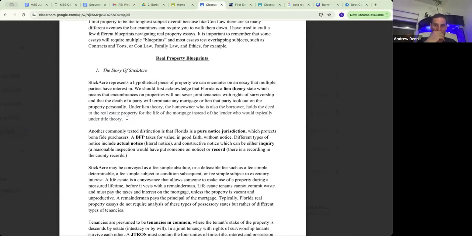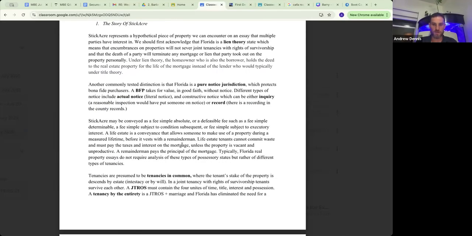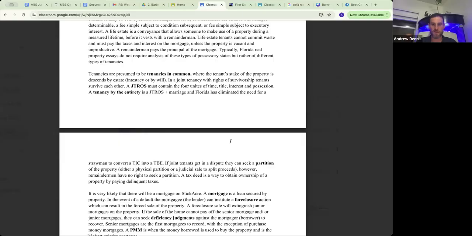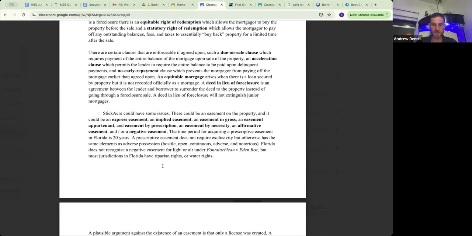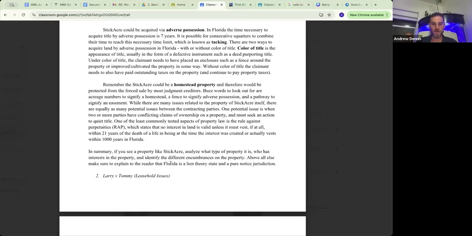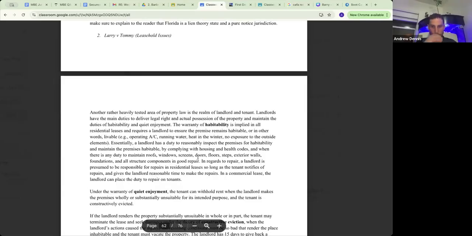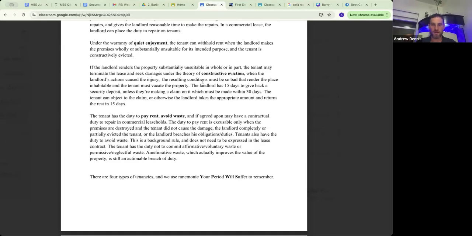Okay, so right, Florida's a lien theory state, pure race jurisdiction, BFP, different types of notices, different types of tenancies, mortgages we talked about, rights of redemption, different types of easements, covenants, servitudes, adverse possession, homestead property, habitability and quiet enjoyment, constructive evictions, right? When it's so bad that the landlord has 15 days to give back a security deposit, unless they're making a claim in which they have 30 days.